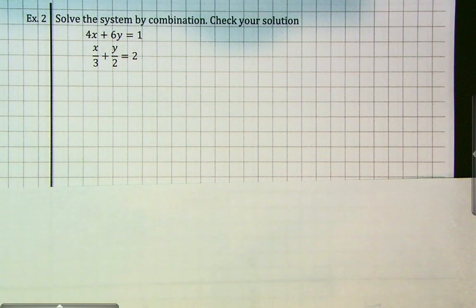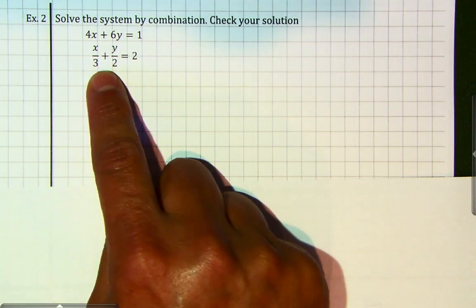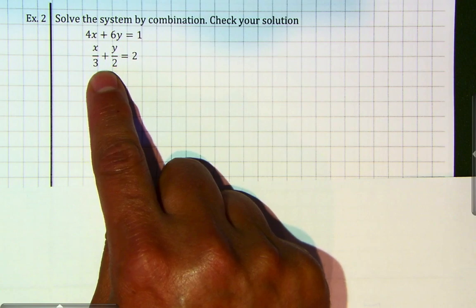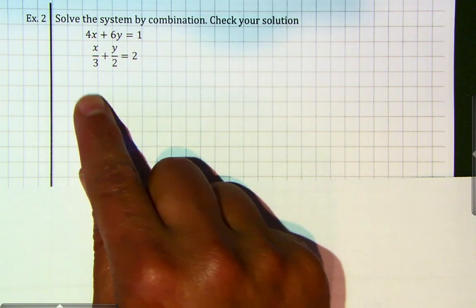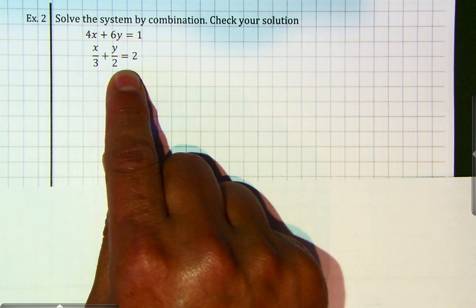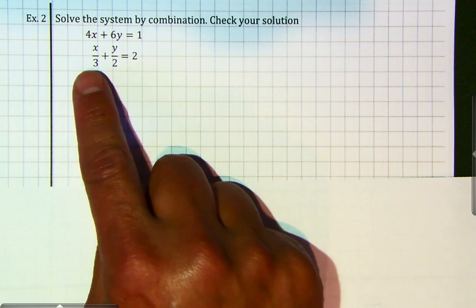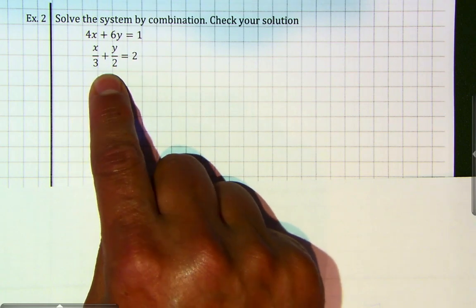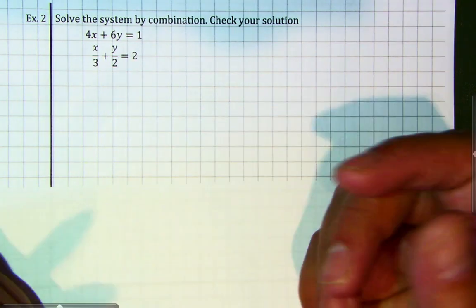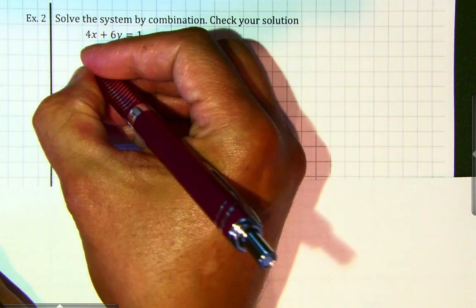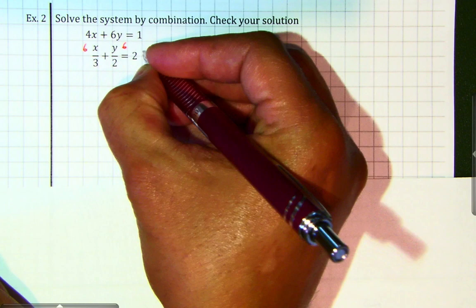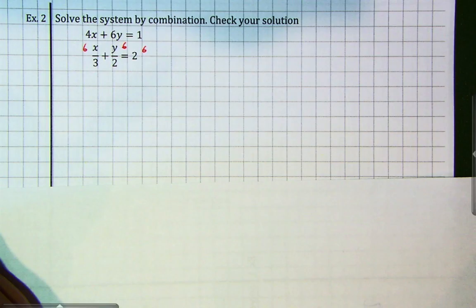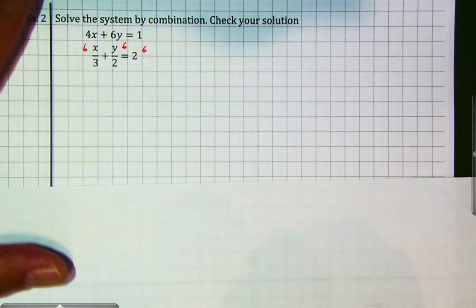So one of the things that I noticed is that I have fractions on the second equation. And just like we talked about before, it is best to get rid of the fractions right away. So therefore, what is the lowest common multiple between 3 and 2? Lowest common multiple is 6. So therefore, I'll multiply each term by 6. Basically, multiply the left-hand side and the right-hand side by 6.